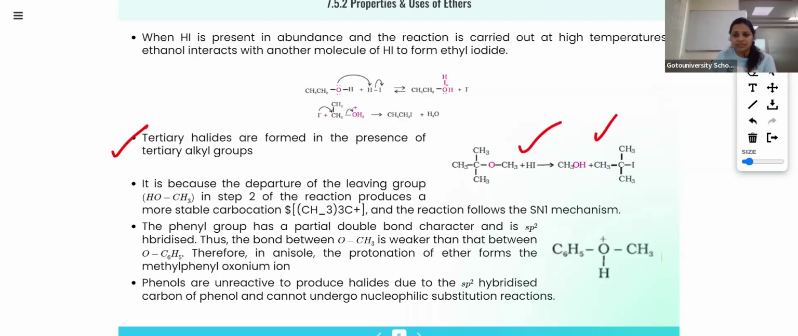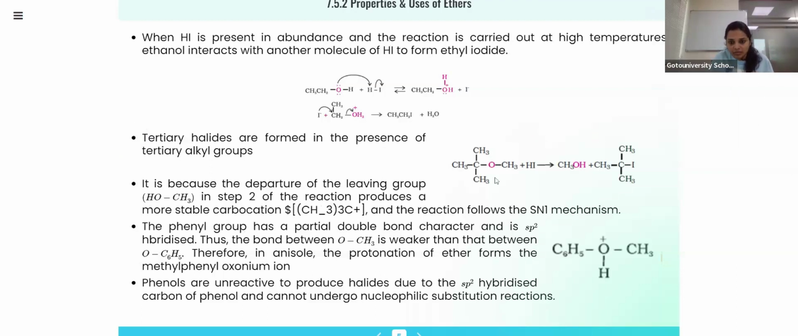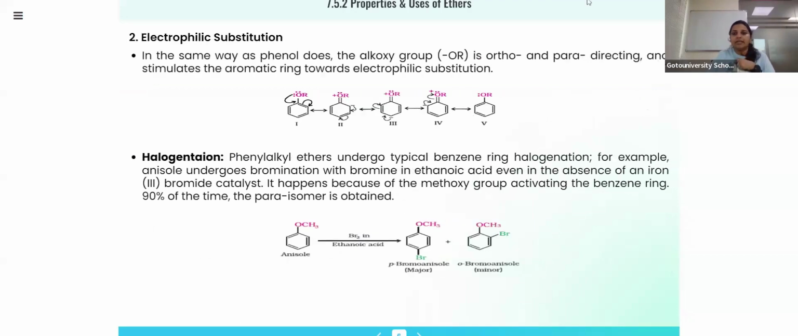Some examples are there. Just go through the examples. Here the ether reacts with hydrogen iodide to give alcohol and the corresponding alkyl halide. Okay, that's it. Next is the electrophilic substitution reaction. Ether, in the same way as phenol, also undergoes resonance. So electrophilic substitution is possible.